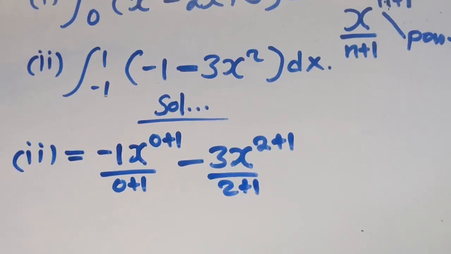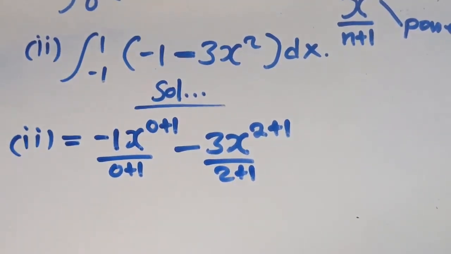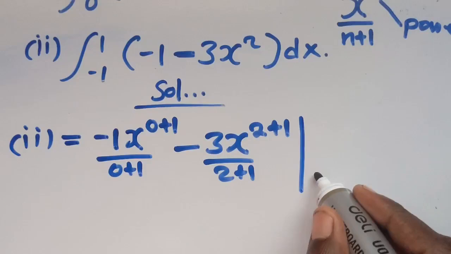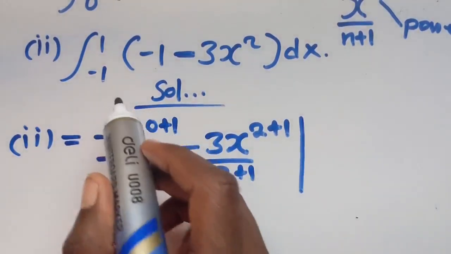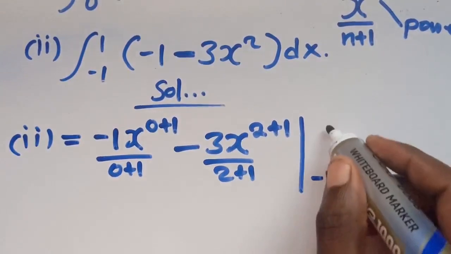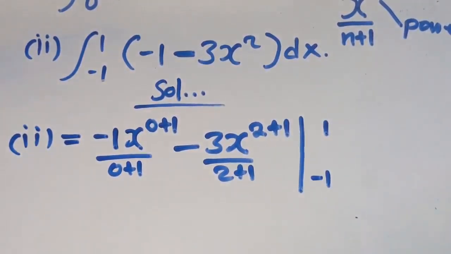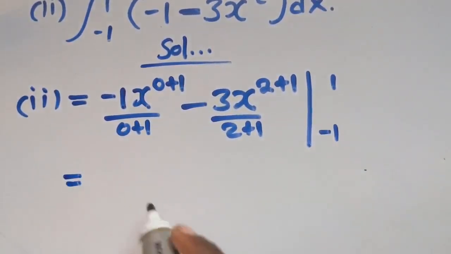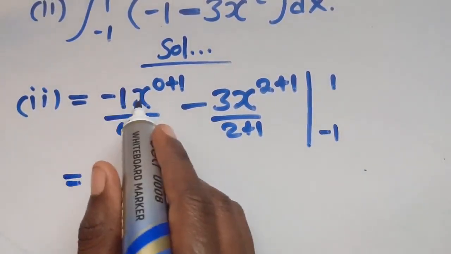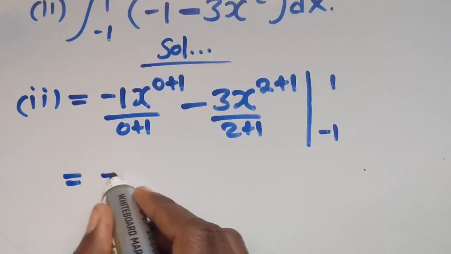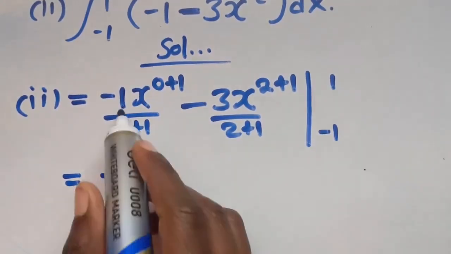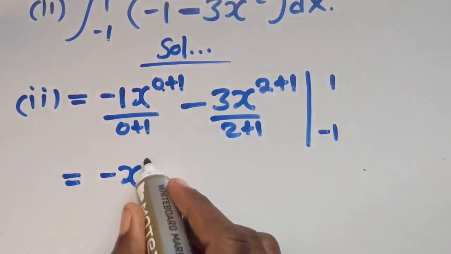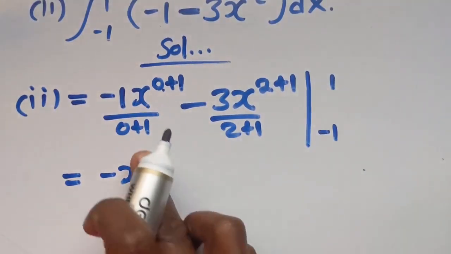This question came in 2023, paper 2. So this is how you are supposed to solve it. We are going to say the limits are from -1 to 1. So this is what we have. We are going to say it is equal to -x, because -1 times x is just -x. Then 0 power 1, it is just power 1, and we can leave it like that.